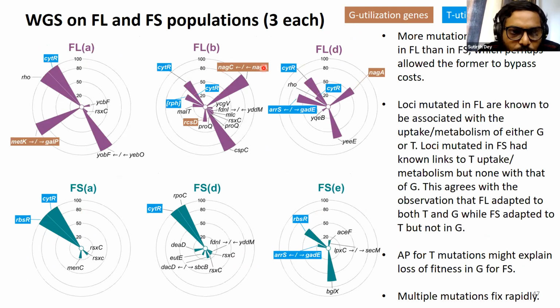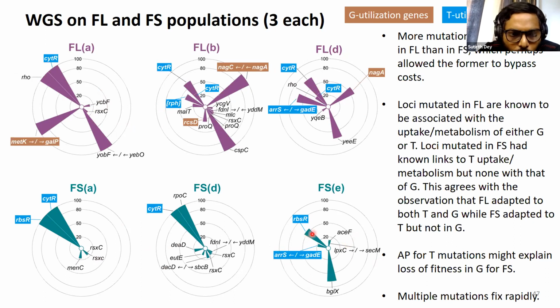Wherever you see a label which has a brown background, those are the ones in which the galactose utilization genes have a mutation. And wherever you have a blue one, those are the ones where you have a thymidine utilizing mutation. The first thing that you see is that the number of mutations that have been enriched, and I mean more than 10%, in the large populations is much larger compared to what has been enriched in the small population, which means these guys are actually having more mutations.